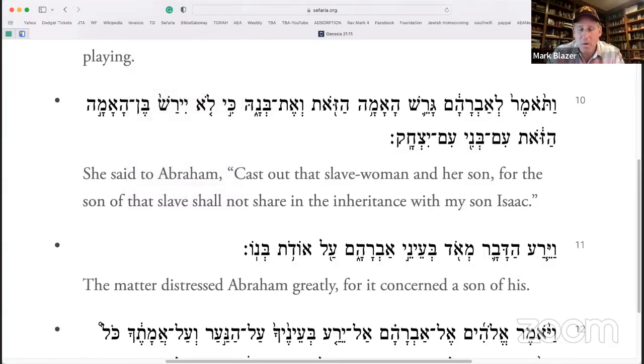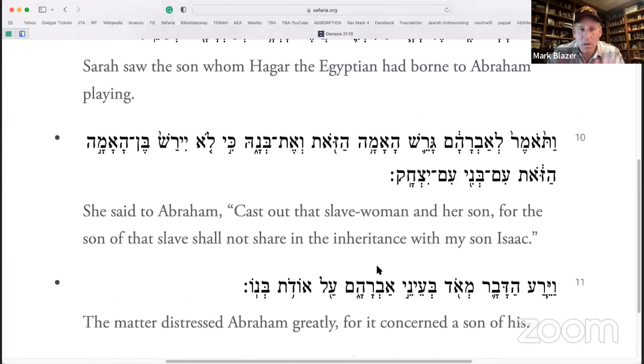What's the reality? When it says that Sarah saw Ishmael, it doesn't call him Ishmael here. By the way, notice his name isn't used. He has a name. We know his name. His name is Ishmael. Here he's called the son whom Hagar the Egyptian had borne him. When it says that he's playing with Isaac, the rabbis interpret that in a couple of different ways.